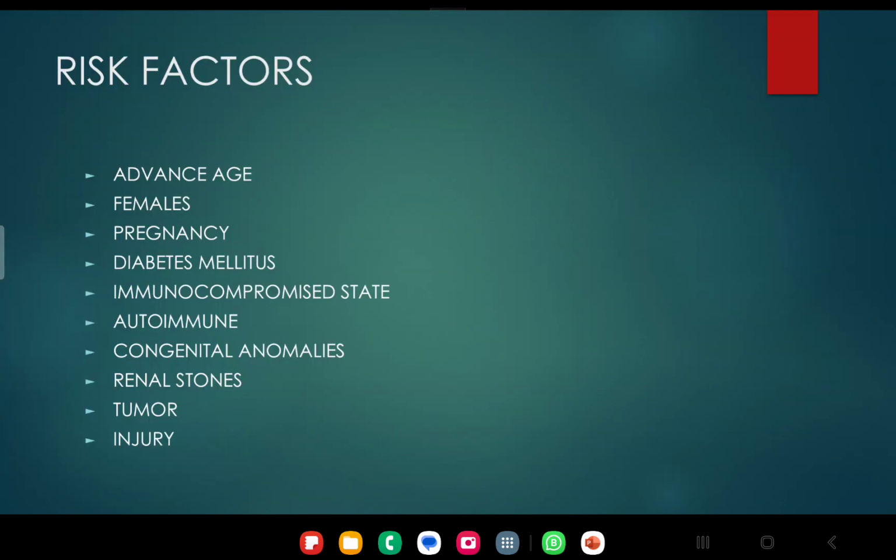But before this, I want to discuss risk factors. What are the risk factors for pyelonephritis? Who is at high risk for pyelonephritis? The people with advanced age, means elderly or senile people, are at high risk. Females are at high risk. Why? Remember, in females, the anus is in close proximity with urethra.